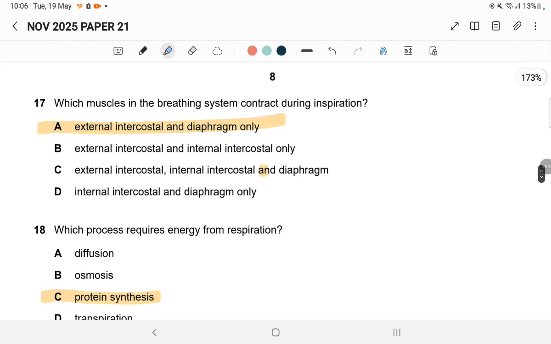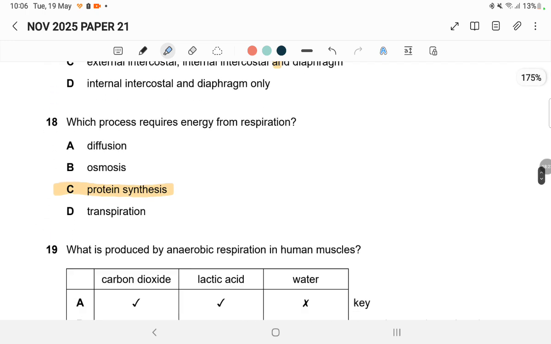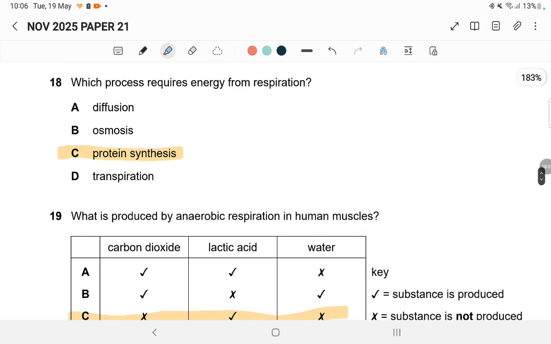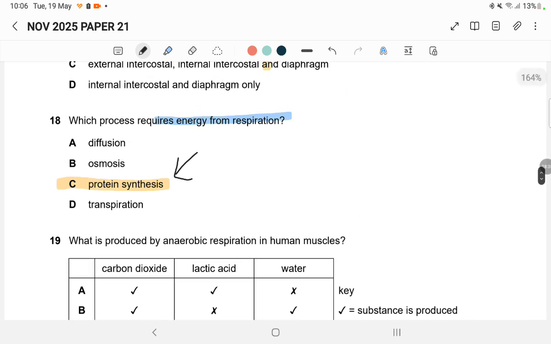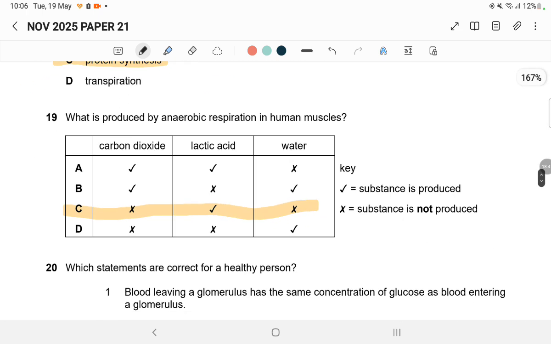17. Which muscles in the breathing system contract during inspiration? These are things you need to memorize: external intercostal muscles and diaphragm only. These are memorizable things, nothing to explain. And here, which process requires energy from respiration? It is protein synthesis. Of course diffusion is not, because diffusion is passive transport. Osmosis is passive transport. Transpiration is the evaporation of water, so you don't need energy to evaporate water. Evaporation of water can occur due to high temperature in the surroundings.